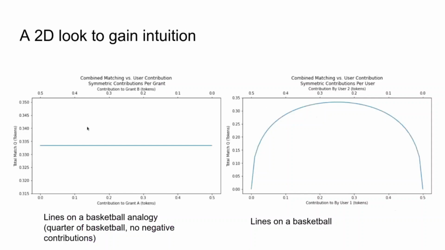And then I threw in some slides, this is a 2D look to gain intuition. So you can think about this as the line segment traversing: as you take money from grant A and contribute to grant B, keeping that same symmetric strategy, the optimal match is flat. And then if you look at the other slice, we wanted to look at how suboptimal strategies make the match drop off.